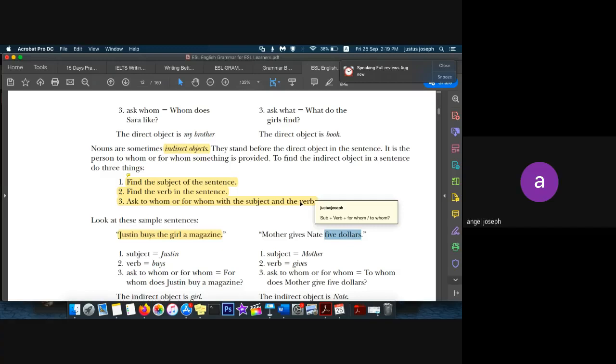When you do it the first or second time, it might take you 2 or 3 seconds to process it and come up with an answer, or you might not get it as a whole. But slowly and gradually, you will be able to see sentences in this subject, verb, and object format. You will be very clear on what is a direct object and what is an indirect object.